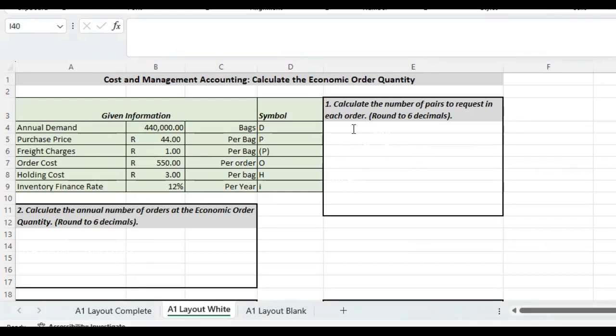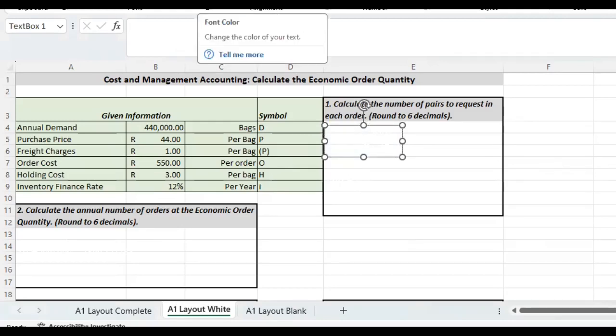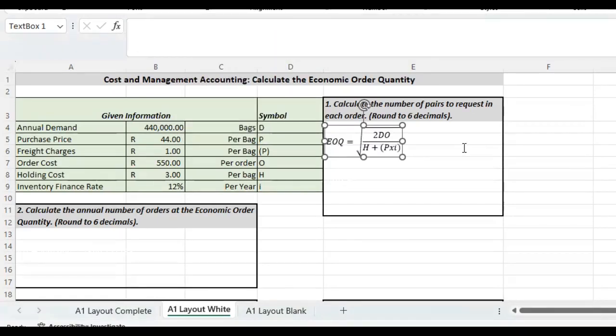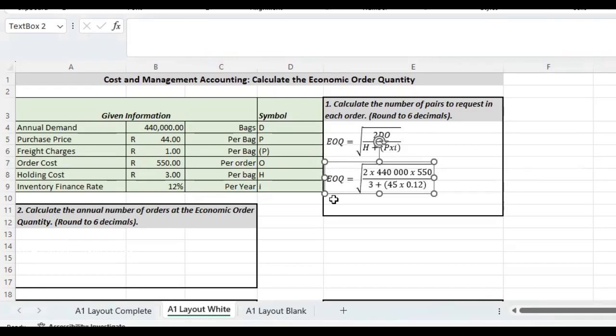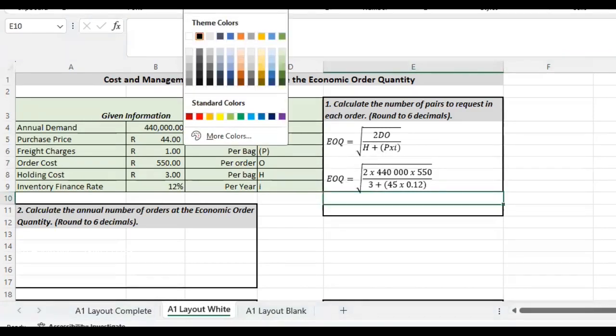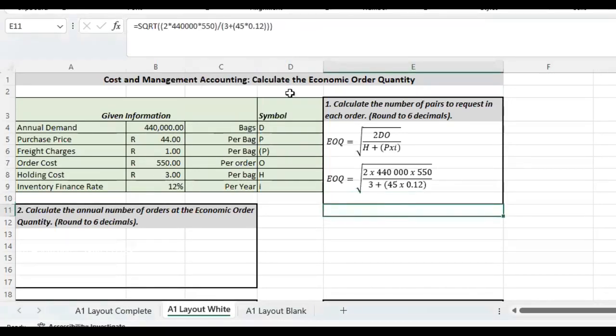Okay, so calculate the number of bags to order. So what do we start with? Well, obviously, we start with the formula for economic order quantity. And just a note there, please look that we're using H plus P plus I. Why? Because we are financing our inventory. Okay, so the second thing we do is we simply replace the values. Then the next thing that'll happen is we will have the answer. Okay, so that's the answer, calculated.